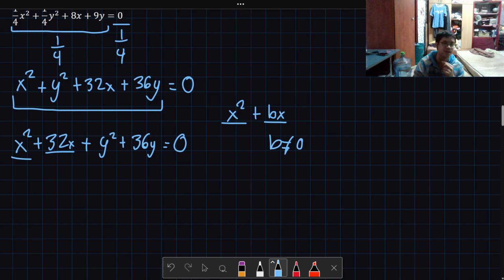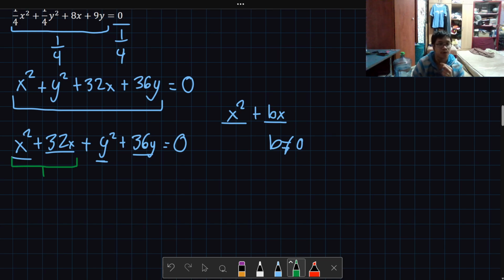We will do completing the square for x. For the y, we have y squared, and it has a partner of y, which is 36y. Then we will do completing the square. So both of them, we will do completing the square. But let's do it slowly. So let's start first with the x.